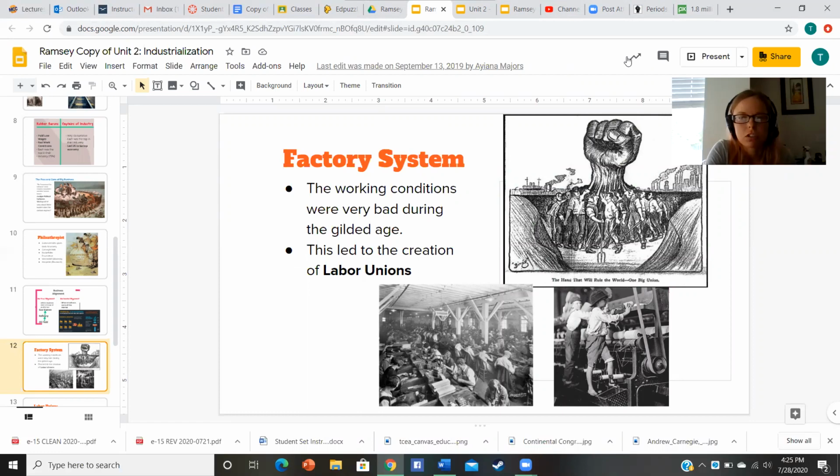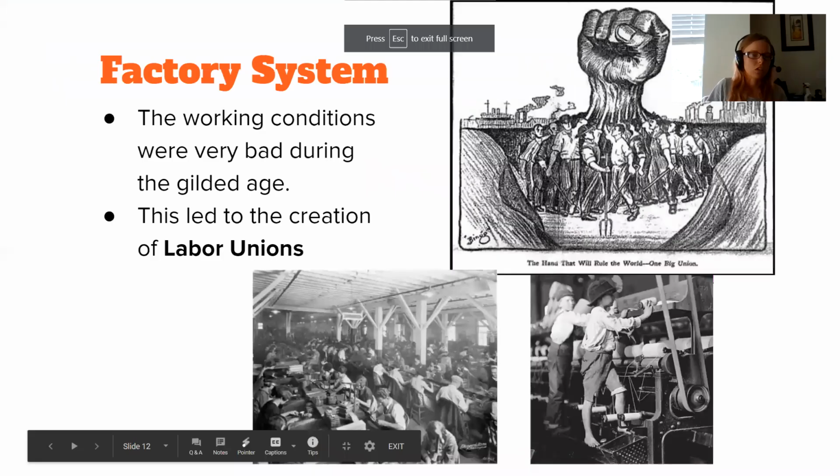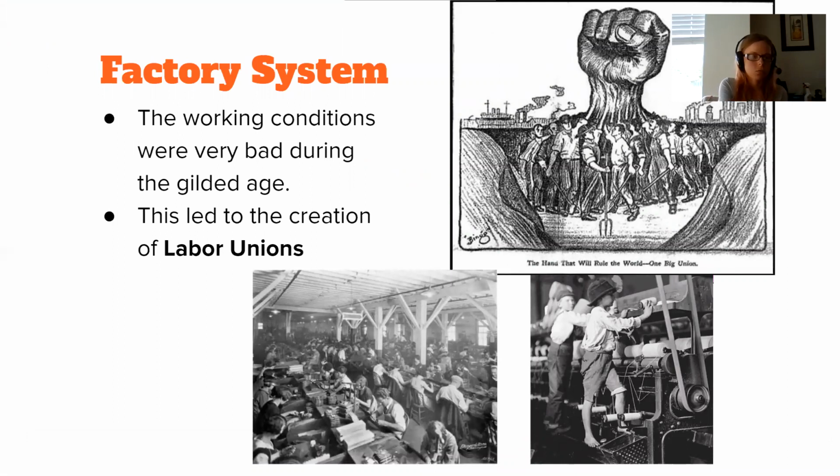Not to mention, they're having these long hours. They're getting paid next to nothing, and the conditions in these factories were incredibly unsafe. You know, workers at the big steel mills, they're working with those big furnaces for the Bessemer process, where they're superheating molten iron ore to basically lava, thousands of degrees.